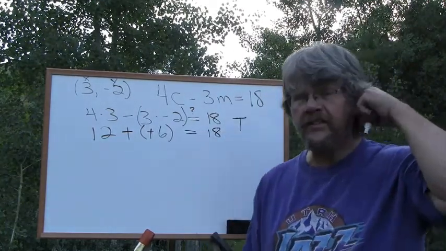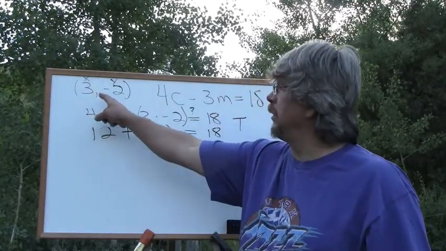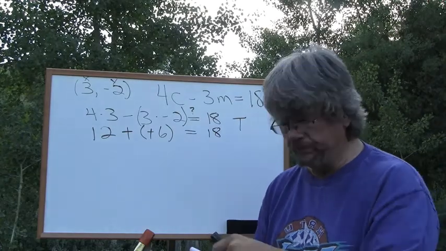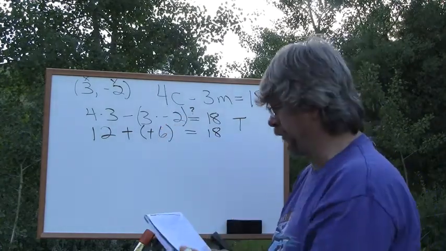We know this equation has a solution of 3 and negative 2. That one is true. We always give the x first.